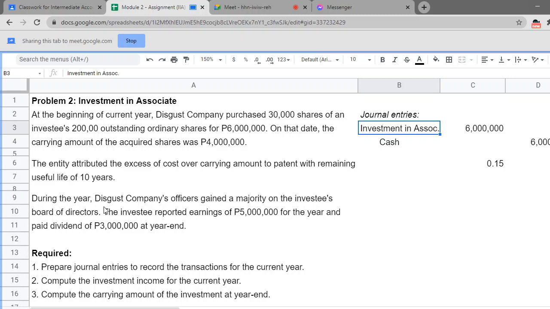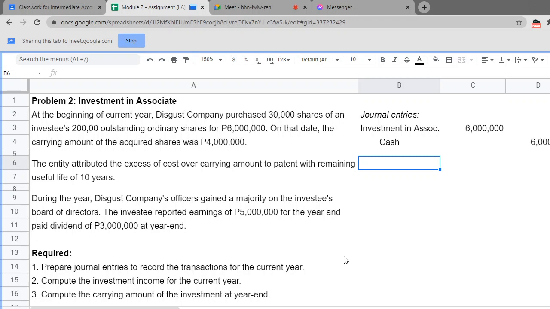But, on the third paragraph, discussed company's officers gained a majority on the investee's board of directors. So, isa siya sa ilhanan na even though wala ka nakaabot sa 20% nga limit or nga level, but since majority sa board of directors sa kadto nga kumpanya is actually imuhang board of directors, so again, they have this significant influence sa kadto nga company or sa imuhang associate or investee. Therefore, we could still consider it as investment in associate. That is one signal or one sign na associate nato siya. Again, although wala nakaabot og 20%.